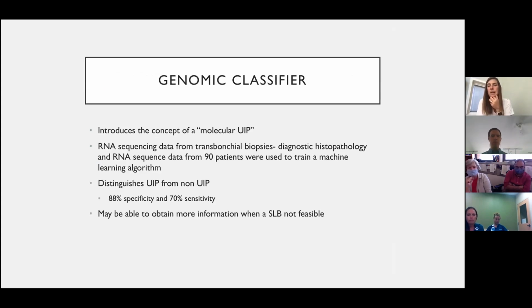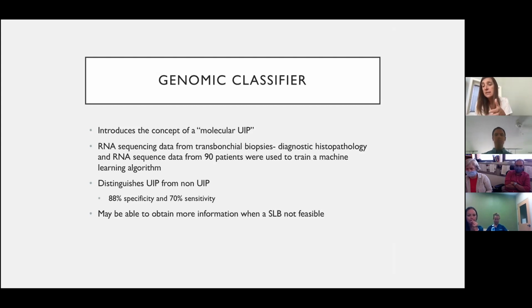The other thing that I think has come to the forefront, and I don't know whether you're doing this, are you doing the genomic classifier? Do you have access to that? So this is Envisia. It's a Veracyte test called Envisia, and it introduces this concept of molecular UIP. So these are RNA sequencing data that they get, and they have a profile, and if patients fit this specific RNA sequence data, then it can distinguish UIP from non-UIP.